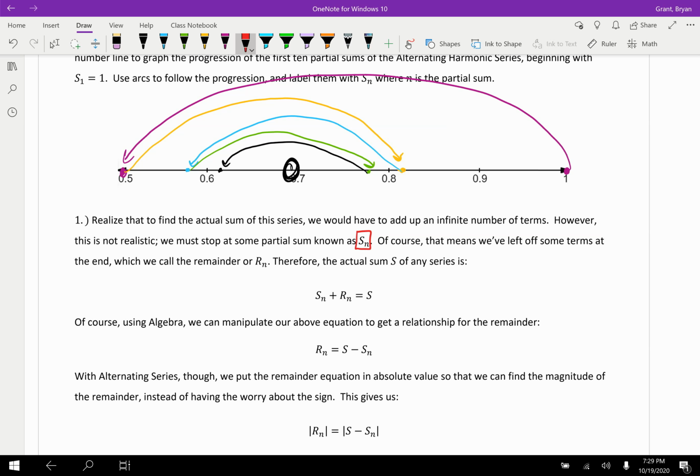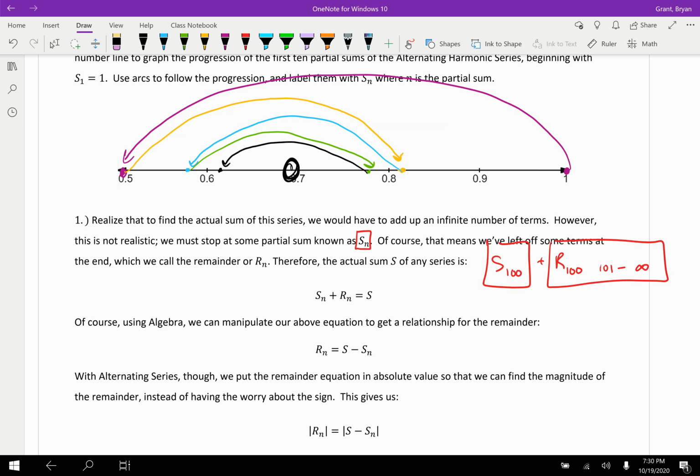Of course, if you stop somewhere, then that means you've left off some terms at the end. And so it's very commonly referred to as the remainder, which are the terms that we haven't added up yet. So if we added up the first 100 terms, then the remainder would be all of the terms after 100. So it would be the 101st term all the way up to the infinite number of terms. So this is our sum, and this is the stuff that we still need to add on.